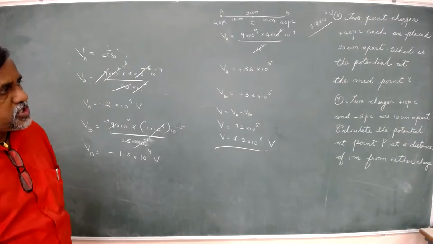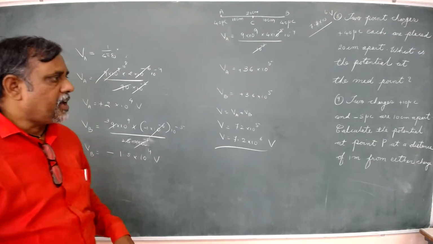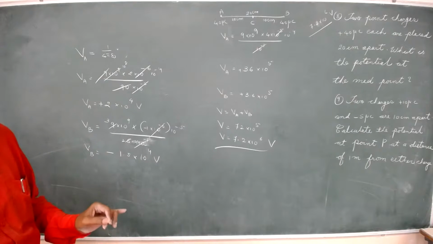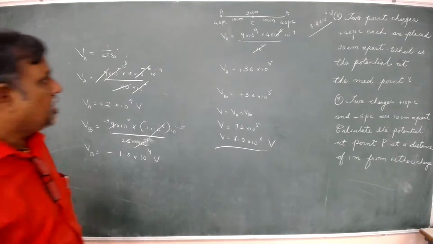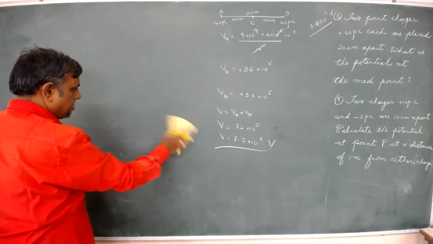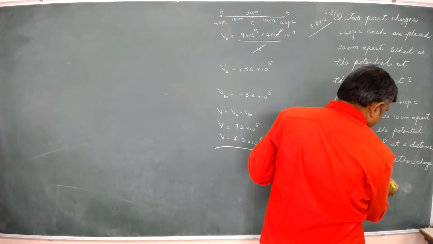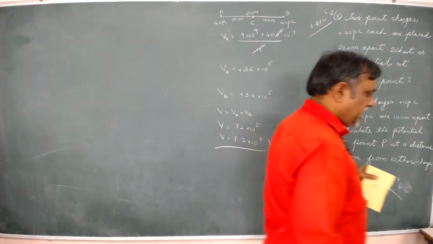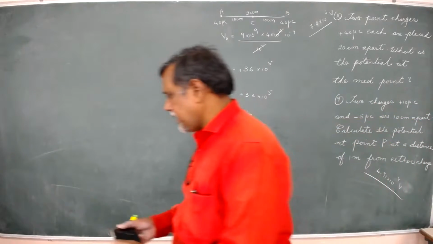Two charges, plus 10 microcoulomb and minus 5 microcoulomb, are 10 centimeter apart. Calculate the potential at point P at a distance of 1 meter from either charge. How much? 4.91 into 10 power 4 volt. Okay, some answer has been told. The remaining people, just keep trying.